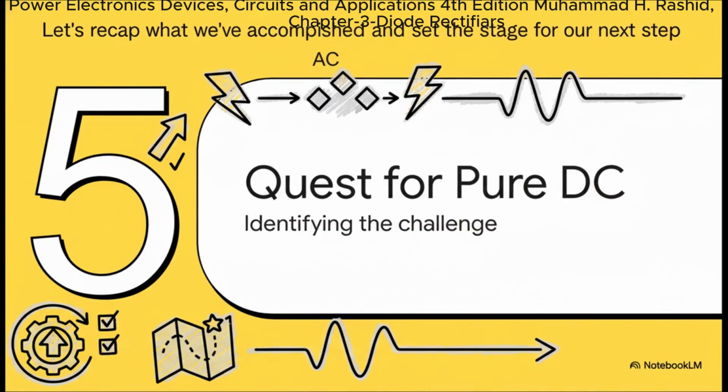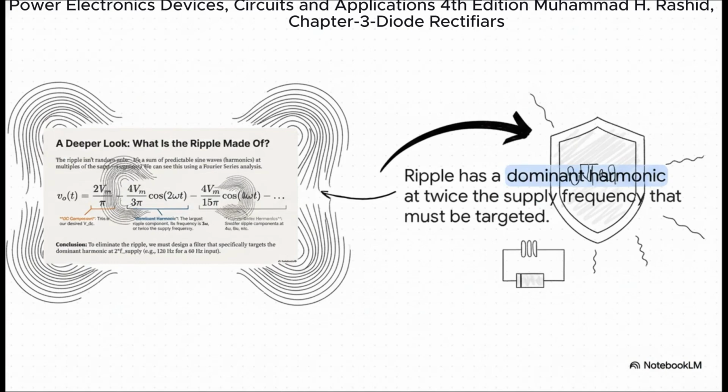Okay, let's zoom out for a second, recap what we've accomplished, and figure out what our next mission is. Before we finish, I want you to ask, what is this ripple, really? Is it just random noise? Not at all. As this Fourier series analysis shows, it's actually a predictable sum of sine waves at different frequencies. And look, there's a huge, dominant component sitting at exactly twice the supply frequency. That's our target. To get pure DC, we have to design something that specifically kills that frequency.